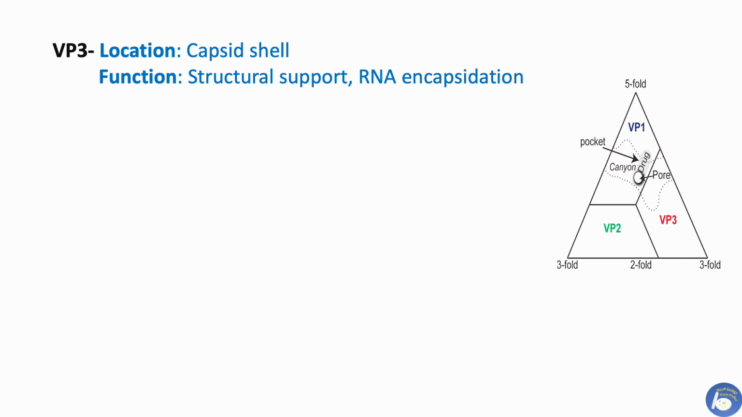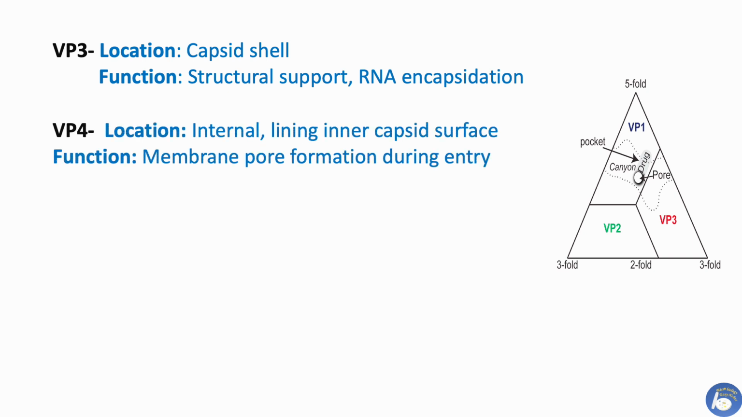VP3 is also located on capsid shell. It provides structural support and also helps in RNA encapsulation. VP4 is located internally. It lines the inner capsid surface. Its function is membrane pore formation during the virus entry in the host cell.